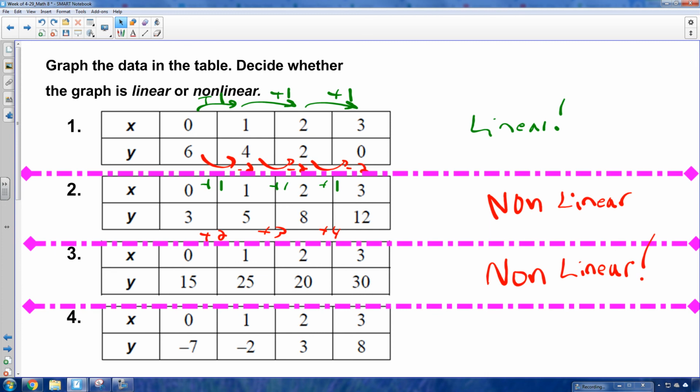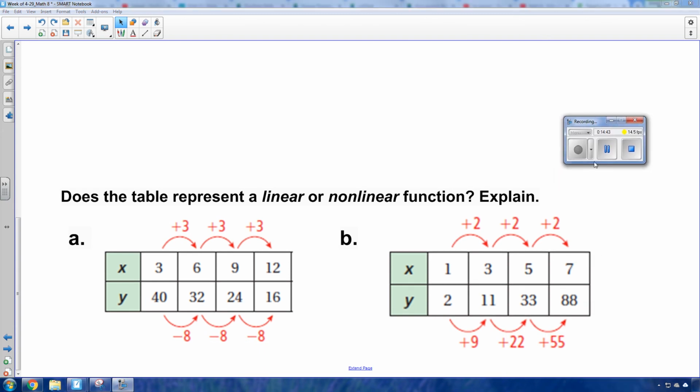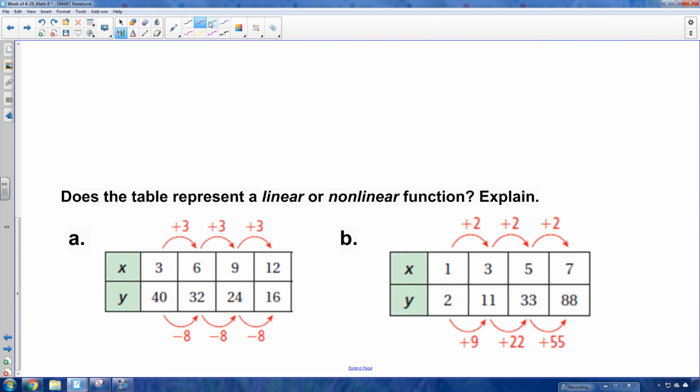So hopefully you felt fine about that one. And you looked at the change in y over change in x. So the last one here is really just, does it represent a linear or nonlinear? And they kind of did out some of the work for you. So is this linear or nonlinear? This one's linear. So I'm going to put a big L here for linear. Okay. And then how about this last one? Is it linear or nonlinear? Nonlinear. Pretty straightforward, right?